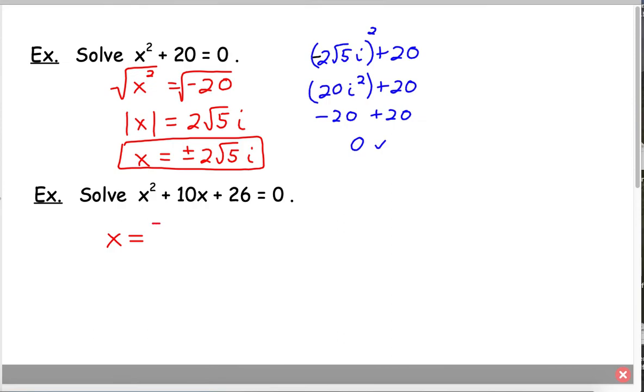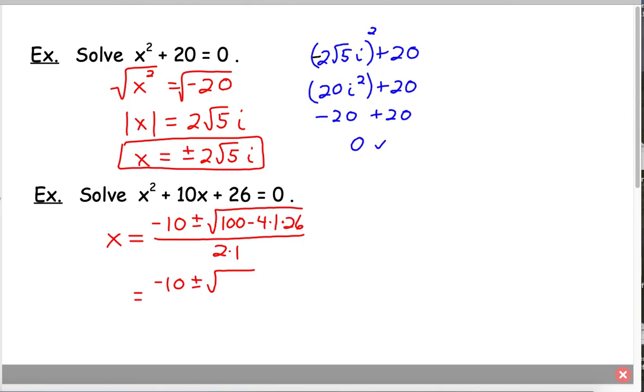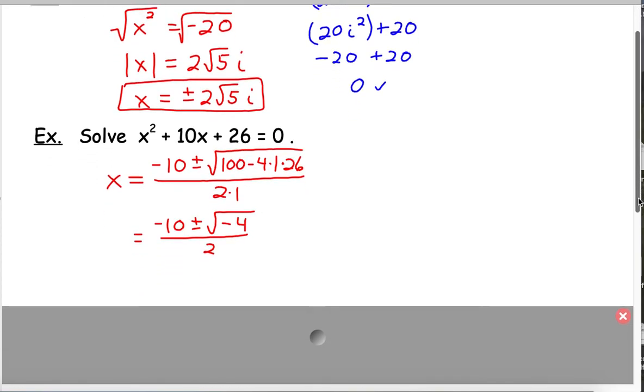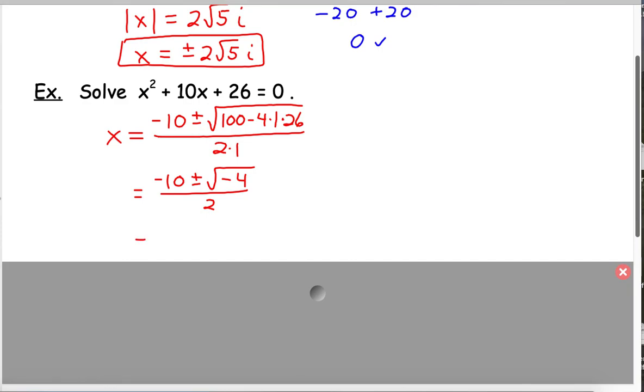So x is going to equal the opposite of b, which is negative 10, plus or minus the square root of b squared, which will be 100, minus 4 times a times c, all over 2 times a. So now we can simplify this. Negative 10 plus or minus the square root of 4 times 26, that's 104. So 100 minus 104 is negative 4, over 2. Now the square root of negative 4, that's 2i. So we have negative 10 plus or minus 2i over 2.